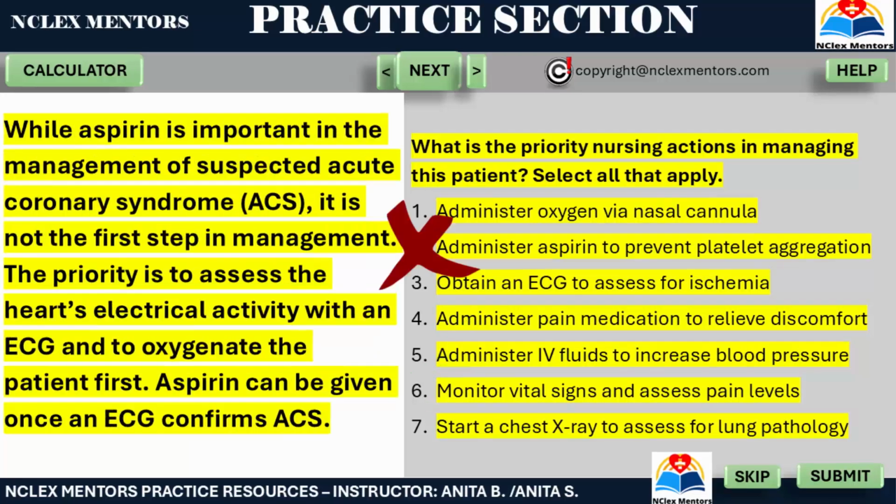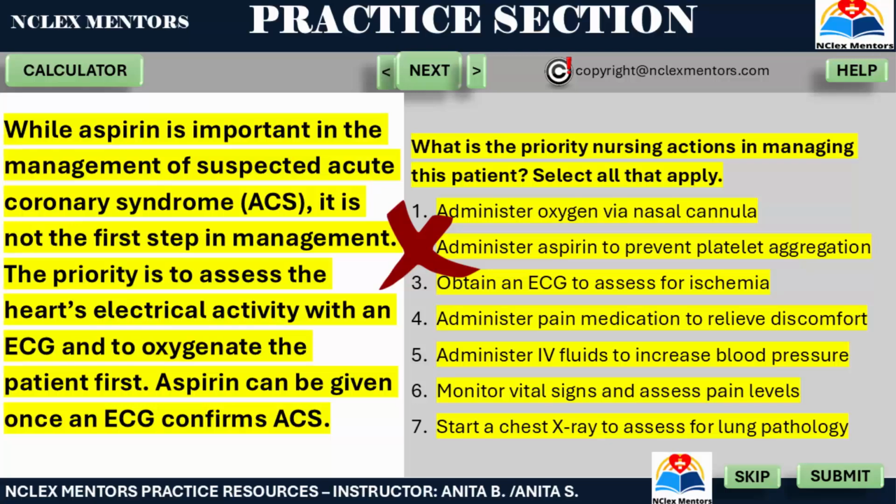2. Administer aspirin to prevent platelet aggregation. Incorrect. While aspirin is important in the management of suspected acute coronary syndrome, ACS, it is not the first step in management. The priority is to assess the heart's electrical activity with an ECG and to oxygenate the patient first.